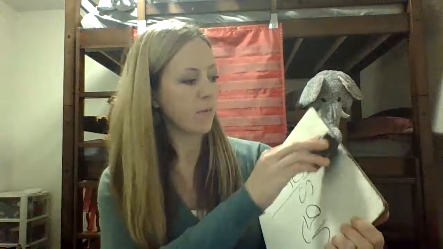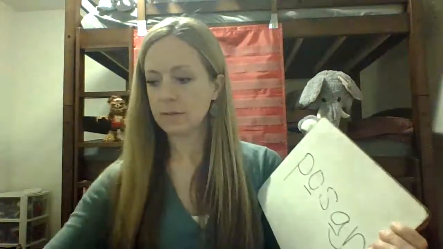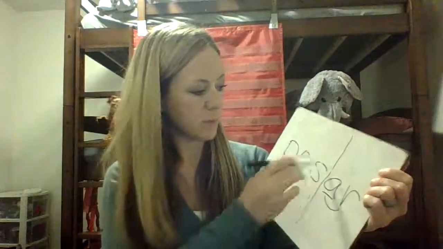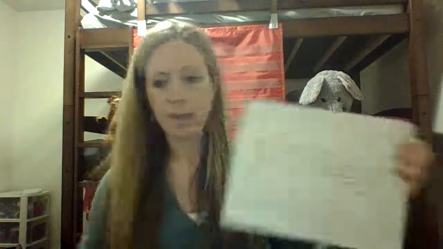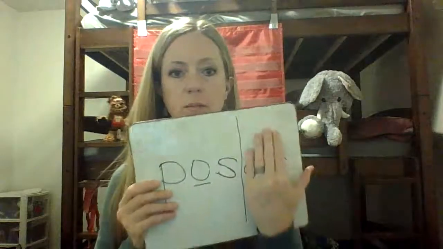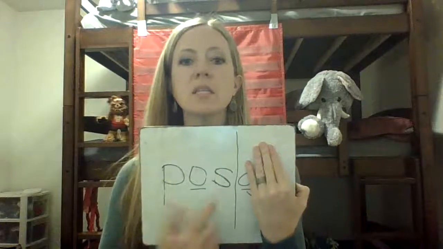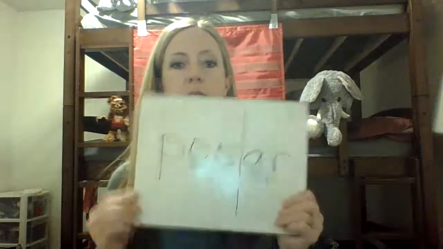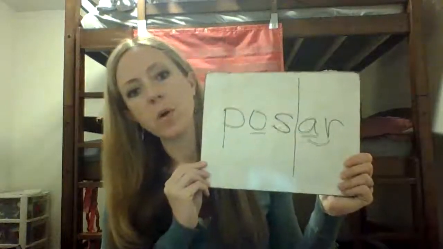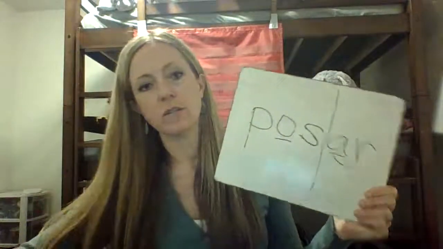If we split it after the S, because we're not sure, there's two ways to split, then it turns into a closed syllable, right? Now it's closed, so it would say pos-ar, posar. Could be posar, could be posar. We're not sure because it's not a real word. Next pseudo word. Ooh, this is a fun one.